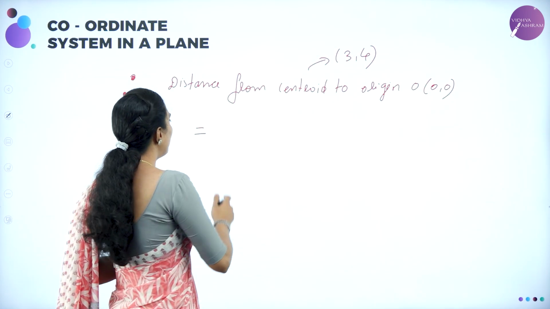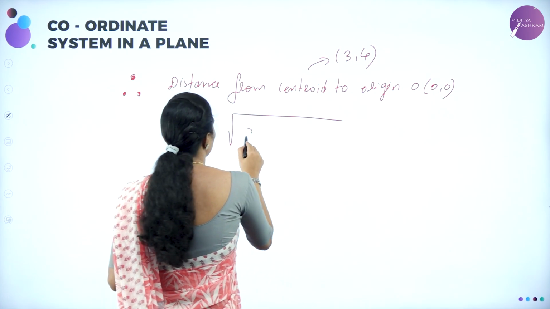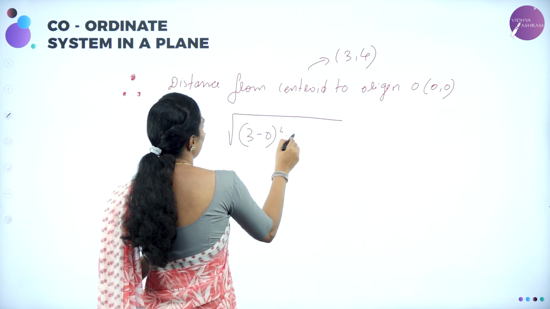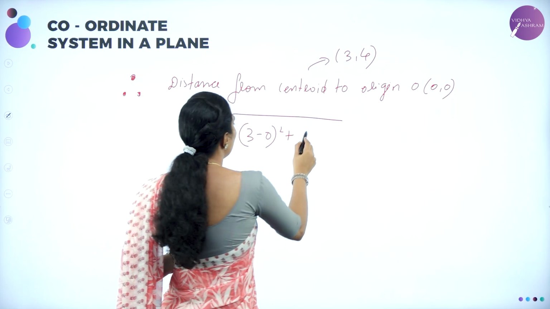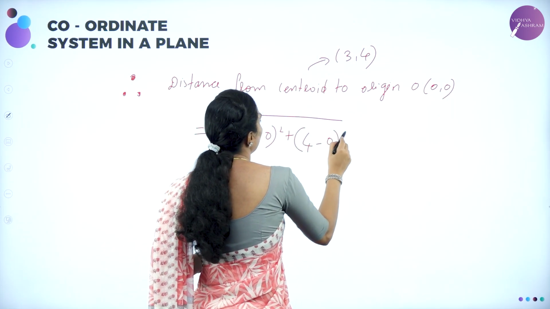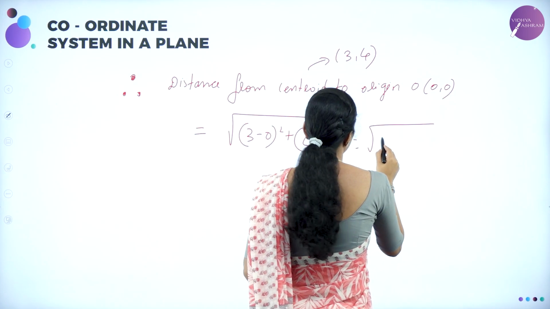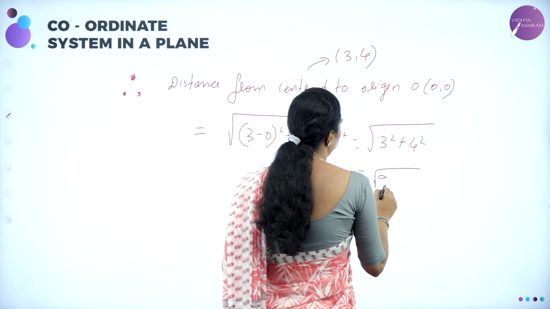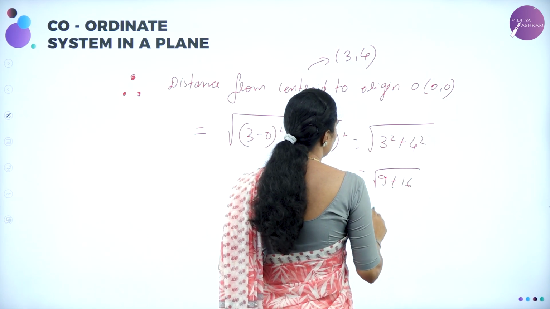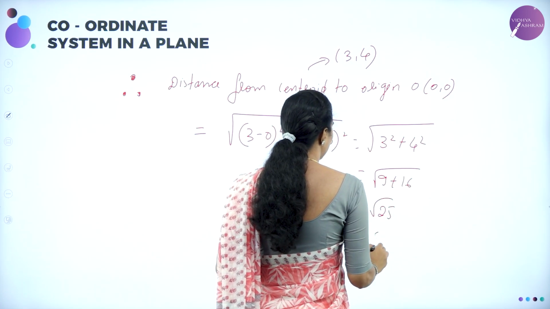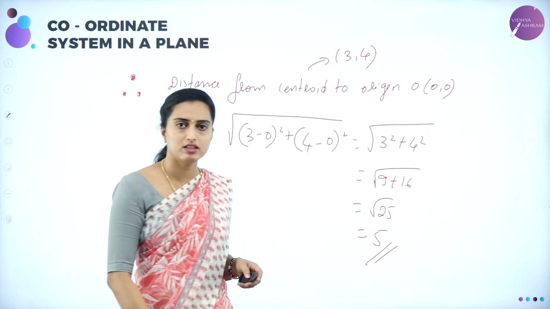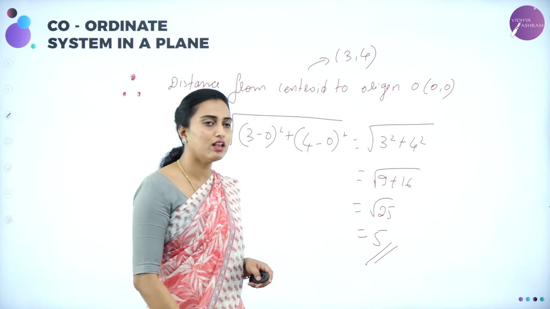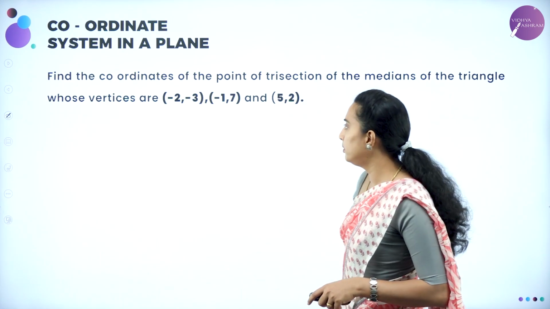Okay. So therefore it will be square root of (3 minus 0) whole squared, you know x squared plus y squared, (4 minus 0) whole squared. The answer you are going to get: square root of 3 squared plus 4 squared is equal to 9 plus 16 is equal to 25, which is 5. That's it. Is that easy, dears? Okay, we'll be moving on to the next problem.